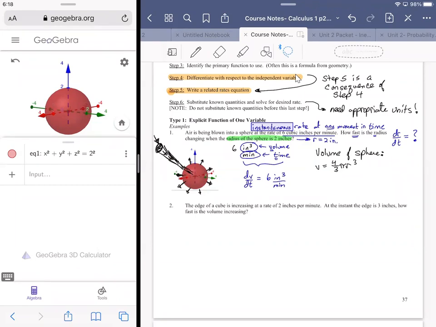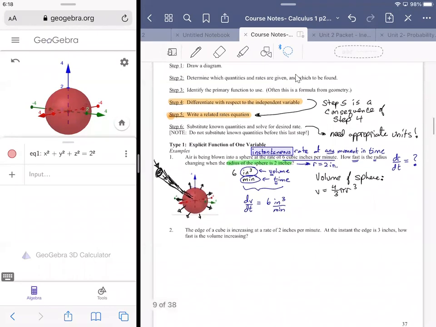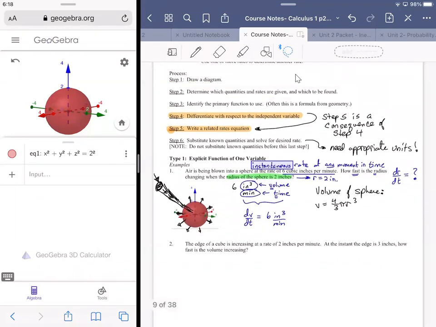All right. What we have to do, we drew the diagram. We didn't really need the diagram, but we drew it anyway. Identify the primary function to use. Done. Often it's a formula from geometry. Yeah. Well, it's funny how that turns out. Differentiate with respect to the independent variable. That's the step where it's like, all right, that might mean something as long as you know what the independent variable is.